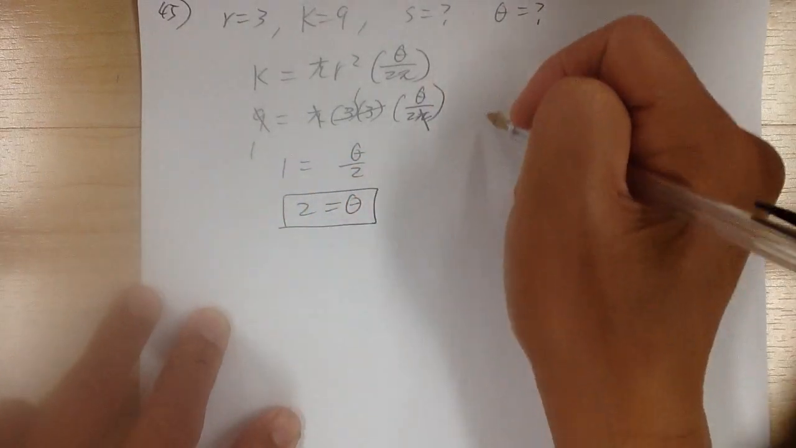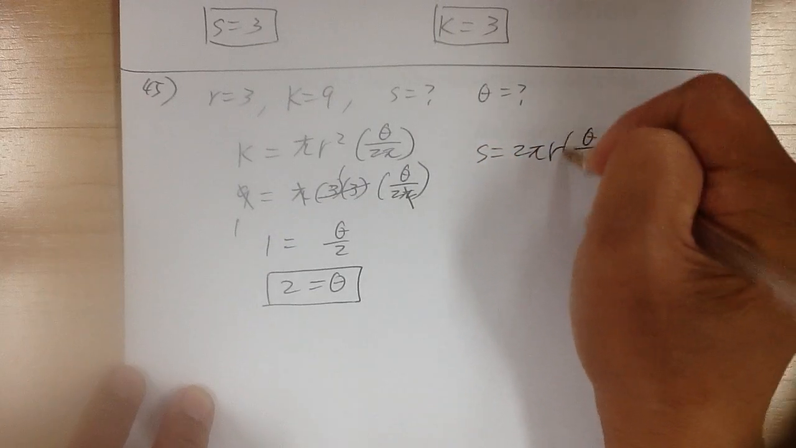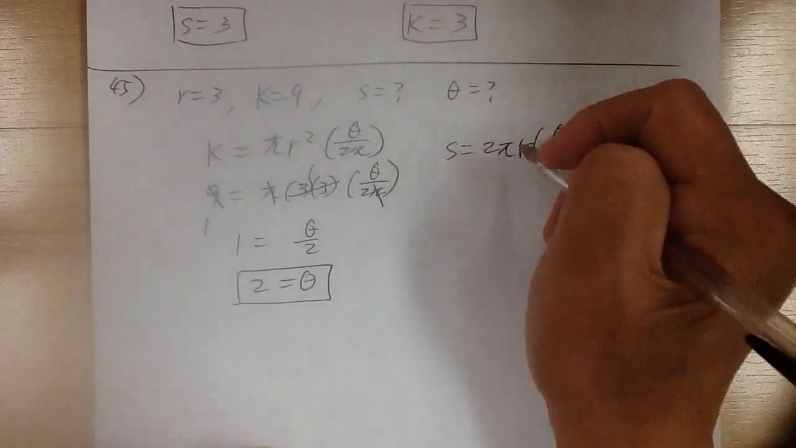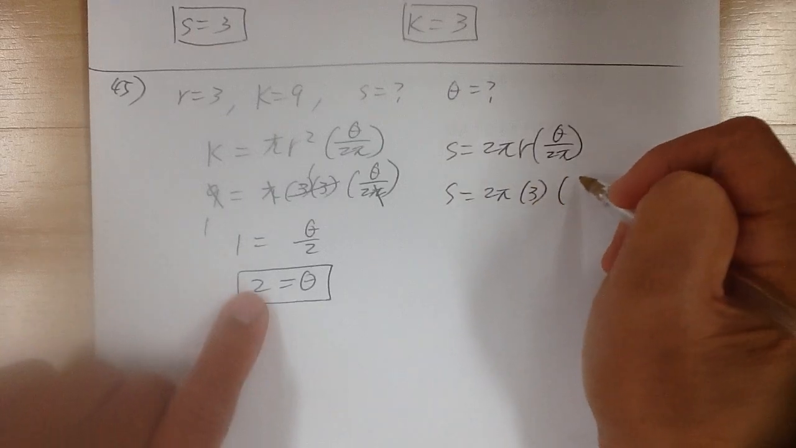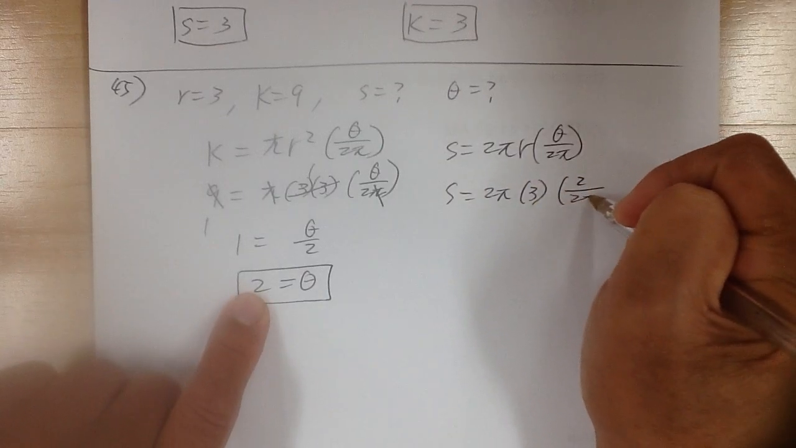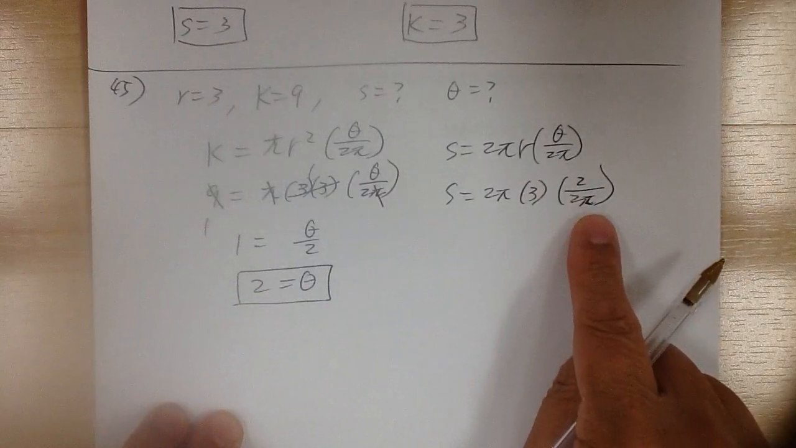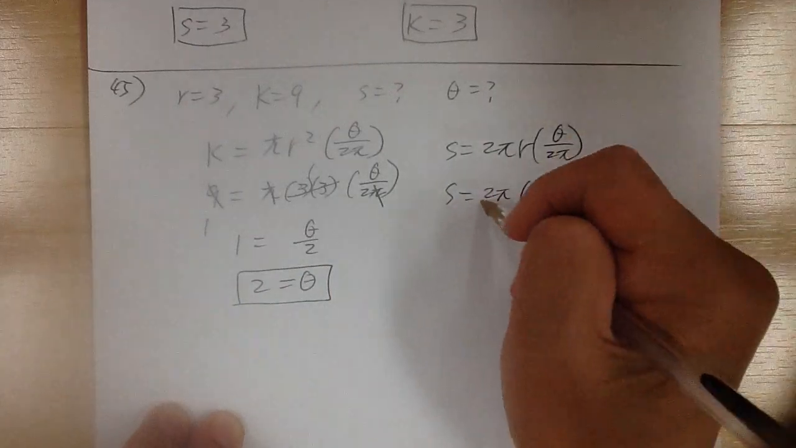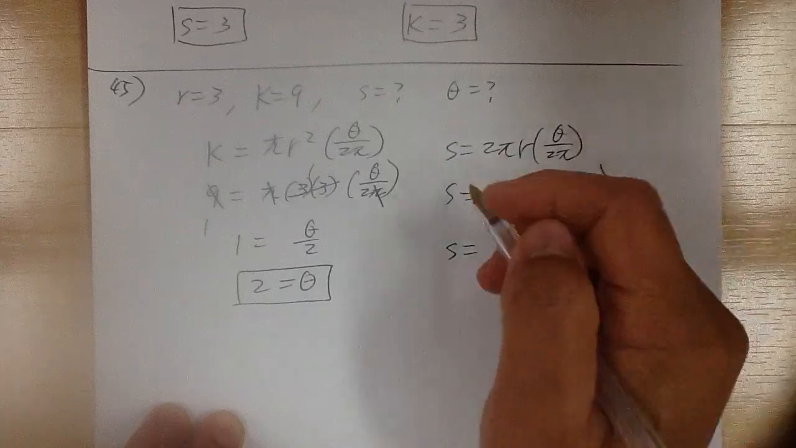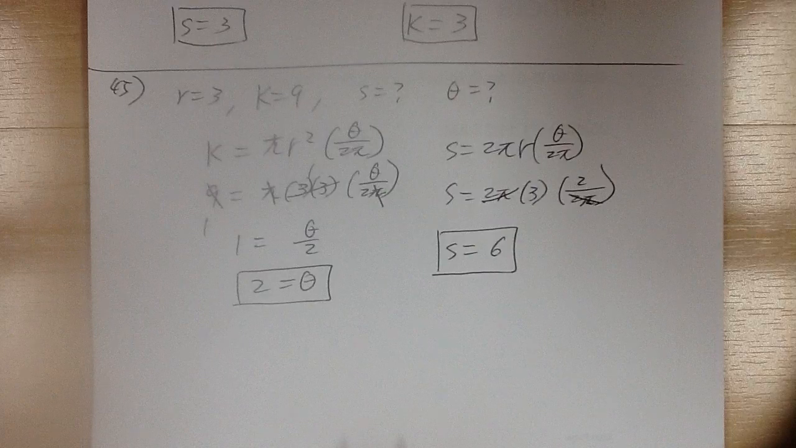Okay, and to find s, s equal to 2 pi r times theta over 2 pi. So substitute, you got 2 pi, r equal to 3, and theta is 2 over 2 pi. So now you can see the advantage of using radians, because a lot of times the numbers come out very easy with a pi. So again, 2 pi cancels with 2 pi, so the arc length will equal 6.